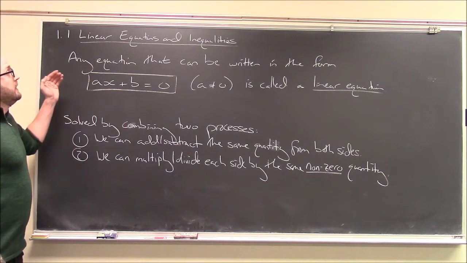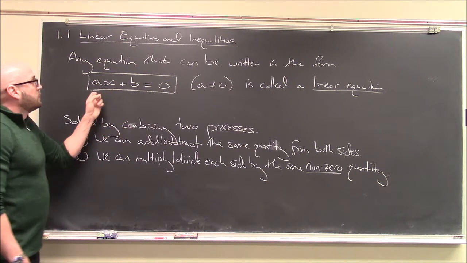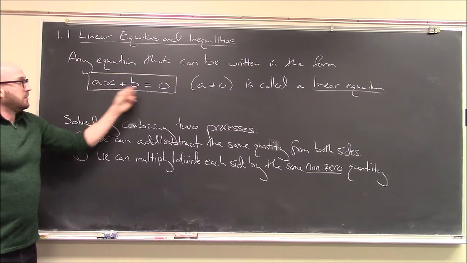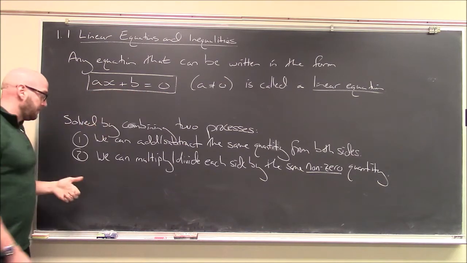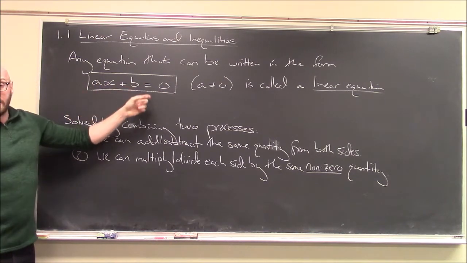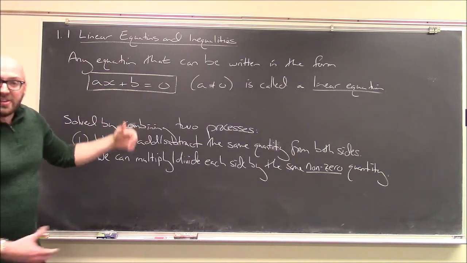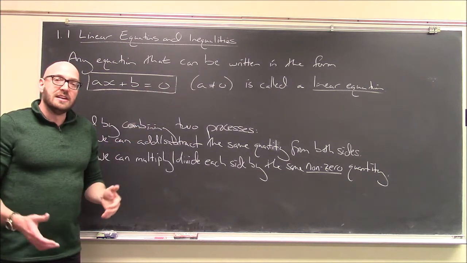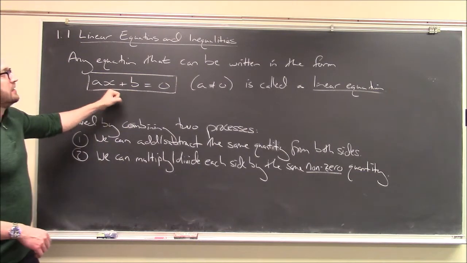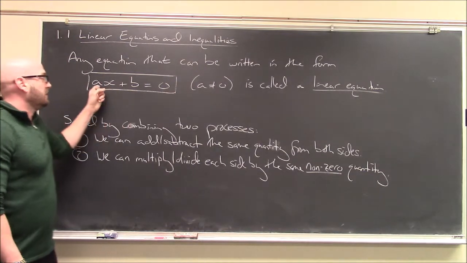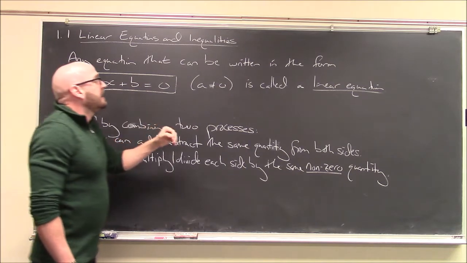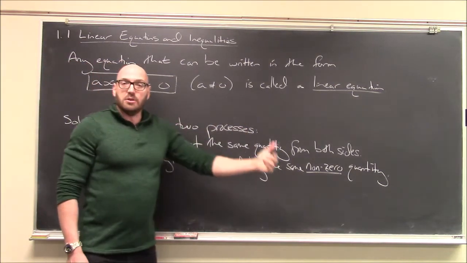Just very briefly, any equation that can be written in this form, ax plus b equals 0, where a and b are just any real numbers you want, for example, something like 3x plus 1 equals 0. Any equation that can be written in that form, so not necessarily given in that form initially, but can be rearranged to look like this, where a is not 0, otherwise it's not very interesting. Any equation of this form is called a linear equation.